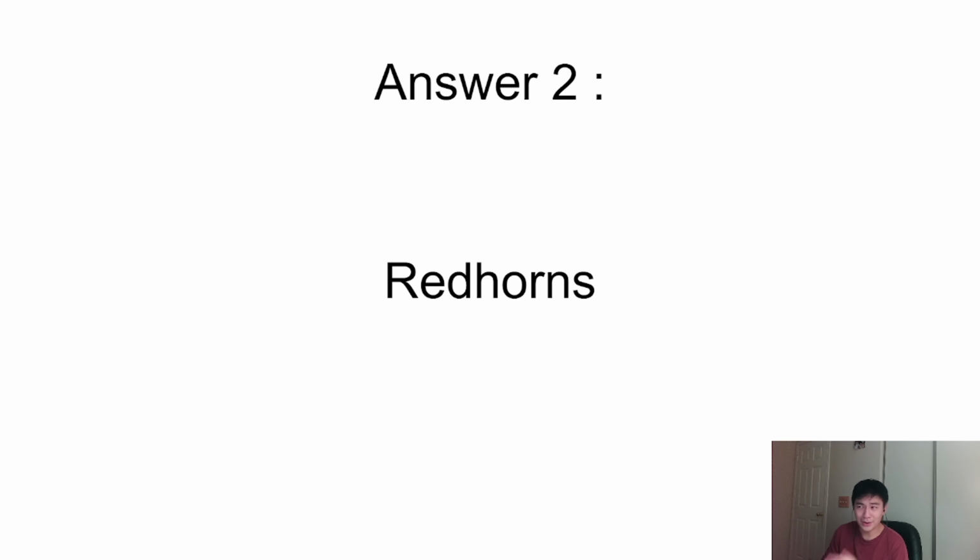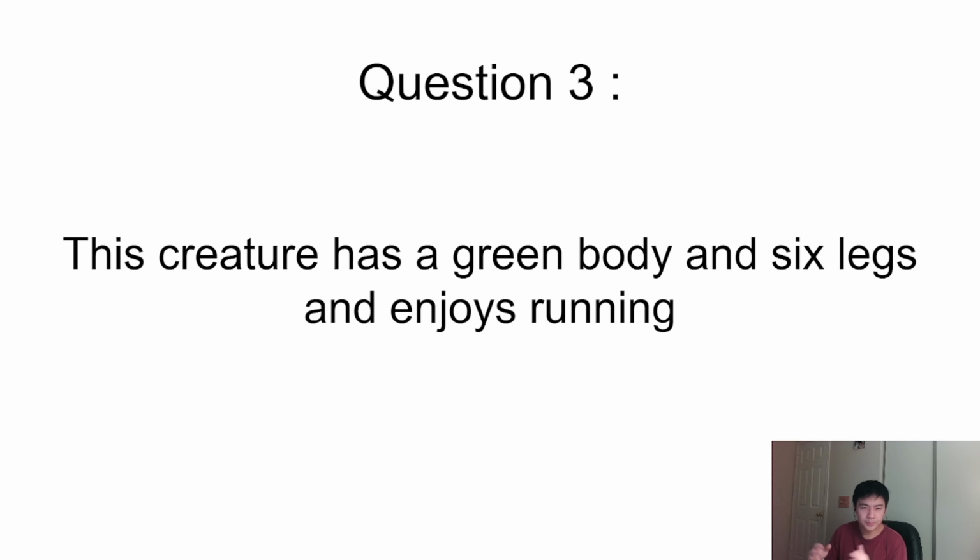Red horns. Now at this point, you guys have probably already figured out the patterns, or you feel something is going on with these parts. So question number 3. This creature has a green body and 6 legs and enjoys running. What do you think the answer to that is?